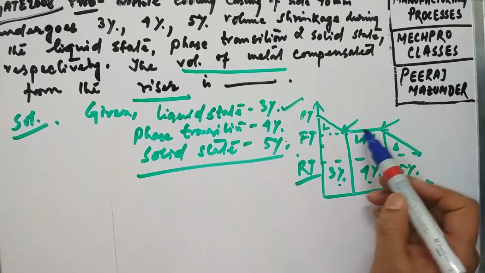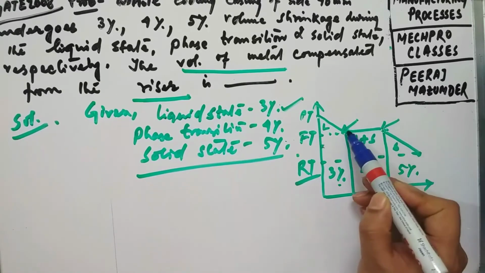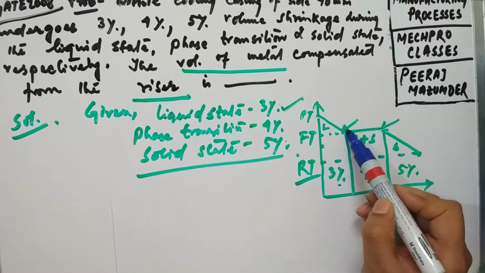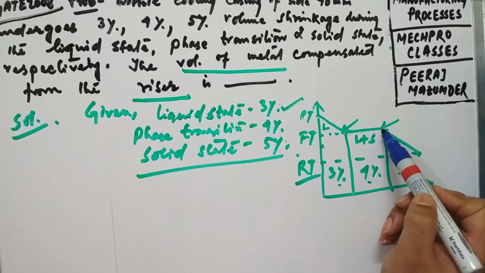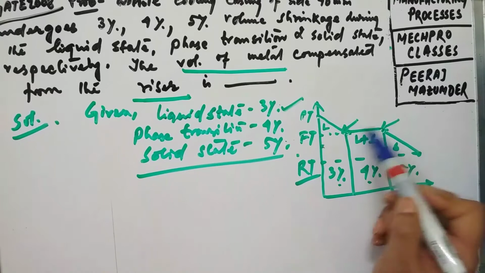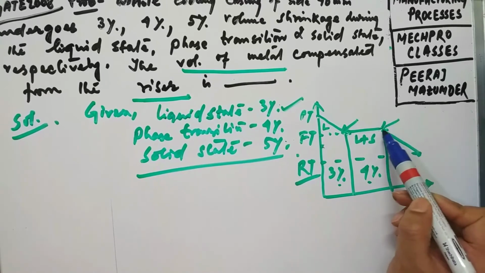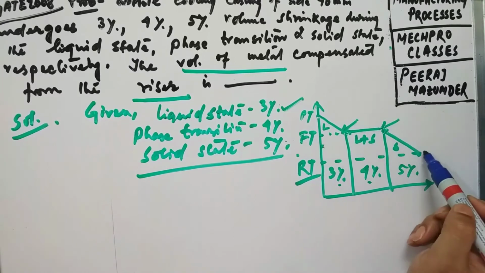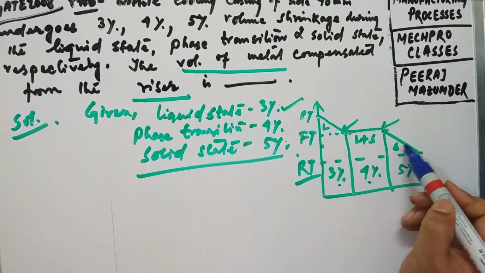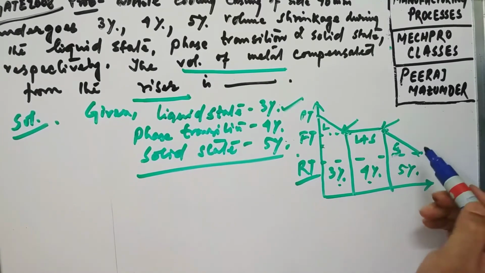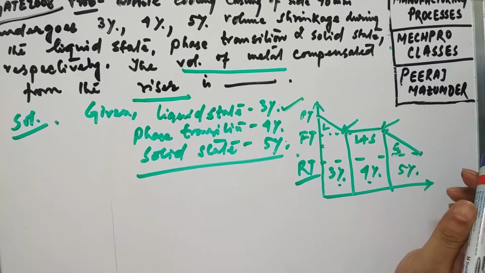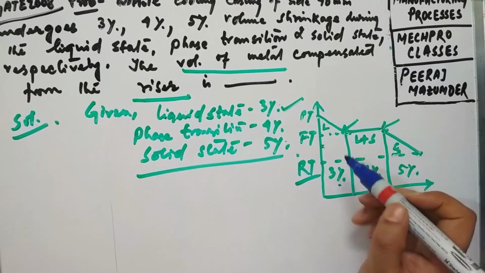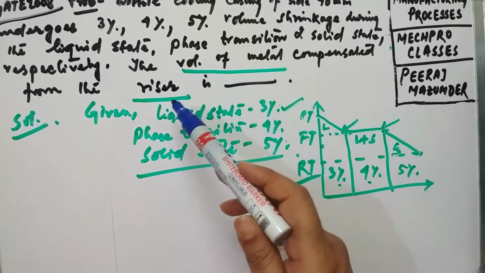Okay, so look, solidification is freezing. Freezing starts from here, and at this point the total metal is solidified, and from this point the solid metal starts losing its temperature, and at this point it comes to the normal room temperature, you can say. Okay, so now what we have to find? The volume of metal compensated from the riser.